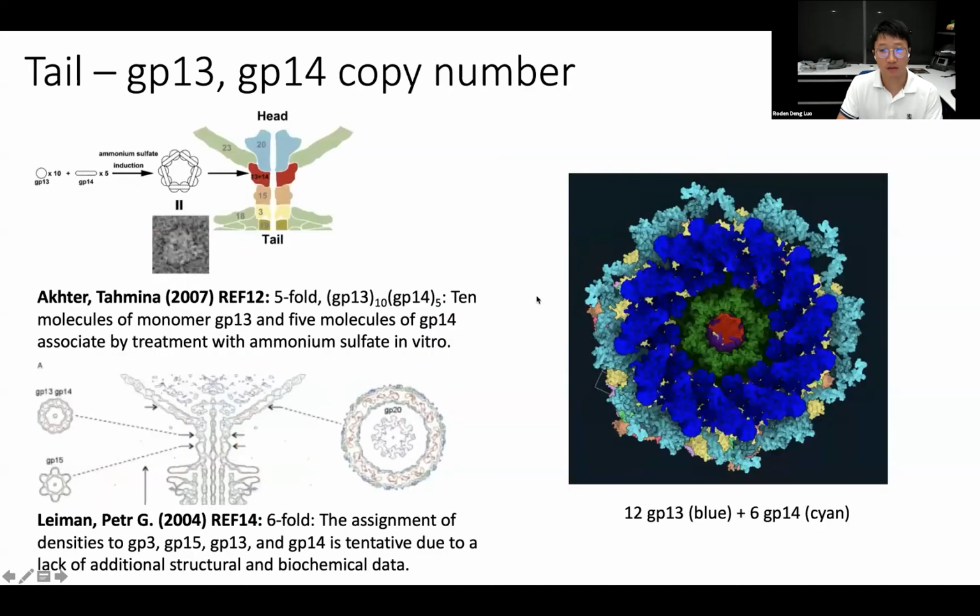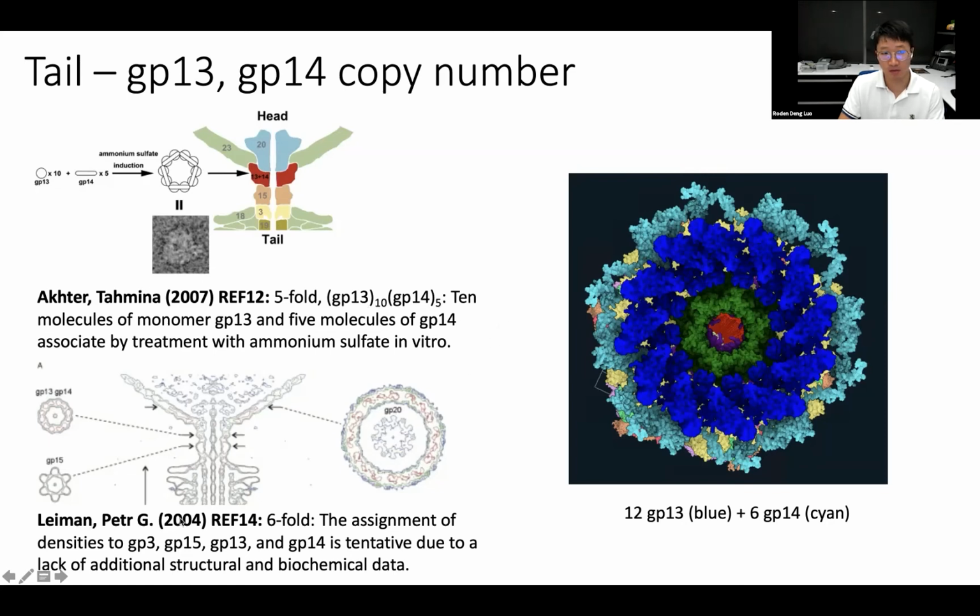So why is that? Here in this slide, Achter wrote in 2007 that in vitro, they observed a 5-fold configuration, which has, for each fold, 2 GP13, and this GP13 is in circle, and 1 GP14. And in 5-fold, in total, that has 10 GP13 and 5 GP14.